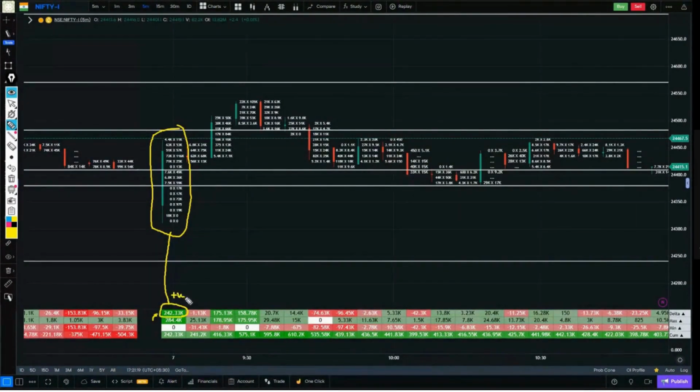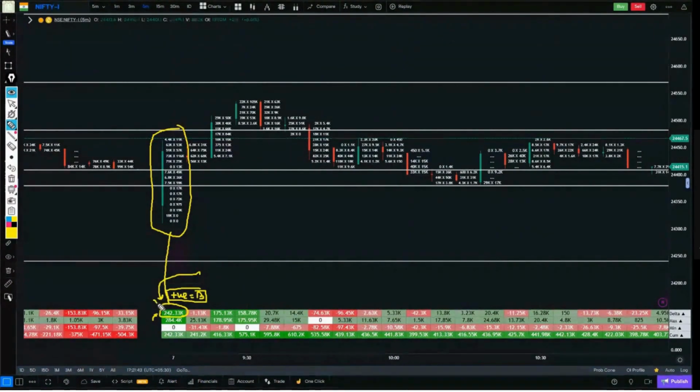What is delta? It indicates the difference between buyers and sellers. A positive delta means buyers are more. In the first candle, there are more buyers as compared to sellers. How many more buyers there are, this delta value has told us.